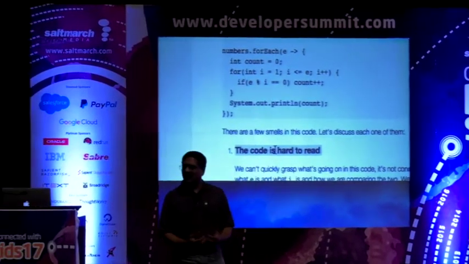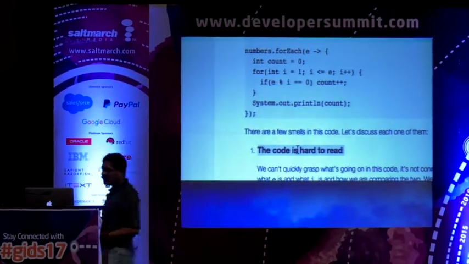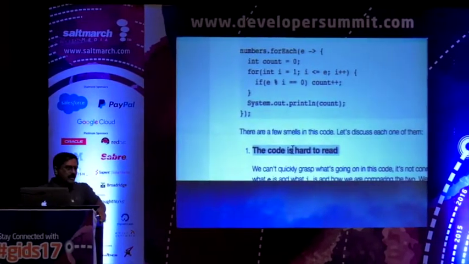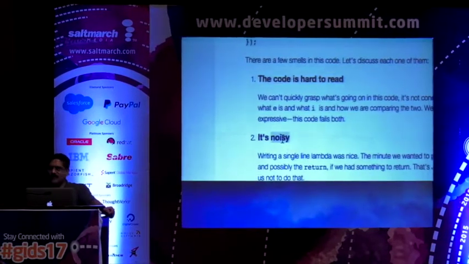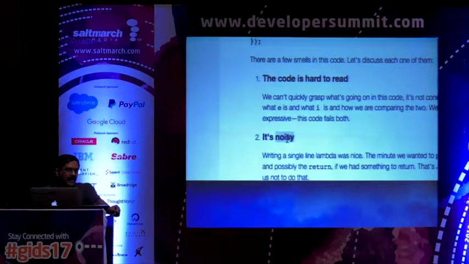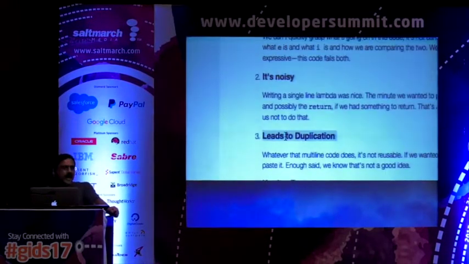It's no longer intuitive. It's no longer something you can understand very quickly. You've got to sit there and stare at the code for a few minutes. So the code is hard to read. The code is very noisy. It's verbose, right? There are too many things going on in this code. The code leads to duplication.